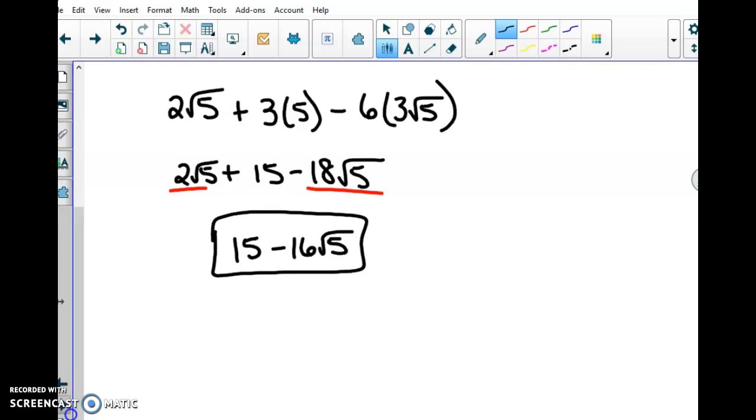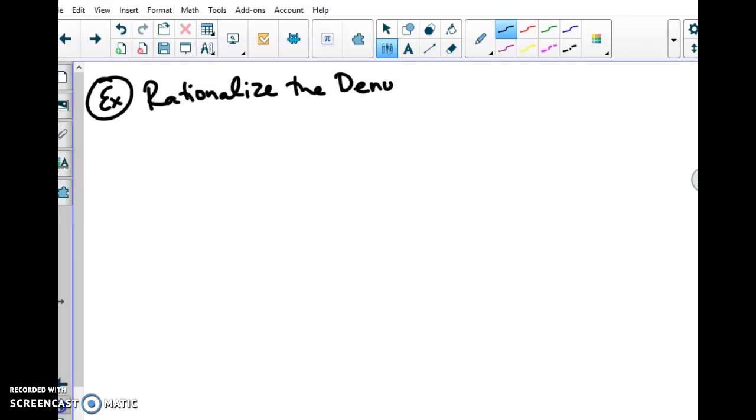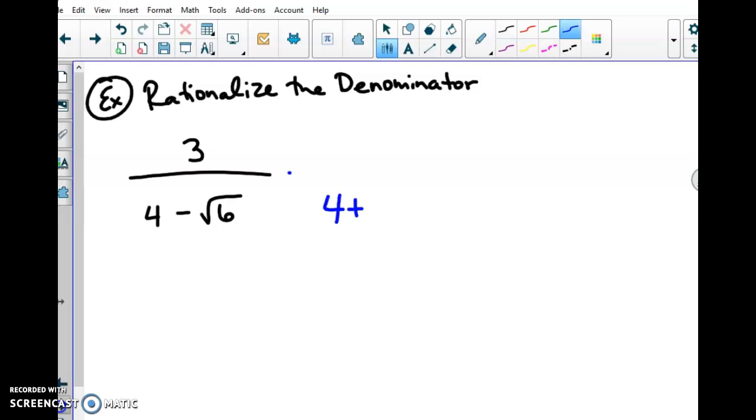And then the last thing we need to talk about in order to reduce radical expressions is when we need to rationalize the denominator. The good thing is we have experience with this. So let's say that I have 3 over 4 minus square root 6. So similar to when we had complex numbers, we would multiply by the complex conjugate. Well, in this case, we're multiplying by just the regular conjugate. So you're switching the sign in front of that square root, and it gets multiplied to the numerator and the denominator.